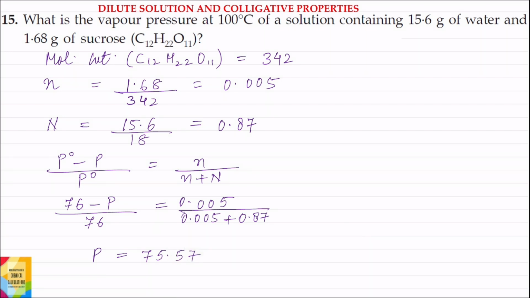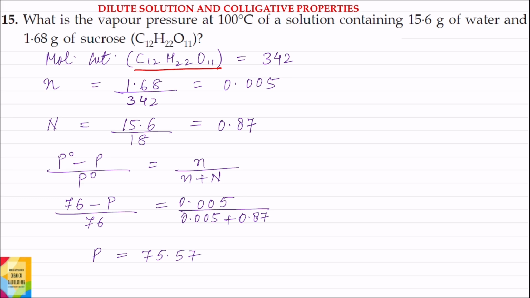Question 15. What is the vapor pressure at 100 degrees centigrade of a solution containing 15.6 gram of water and 1.68 gram of sucrose? Molecular formula of sucrose is given as C12H22O11. अब वेपर प्रेशर फाइंड आउट करना है. फर्स्ट ऑफ ऑल मॉलिक्यूलर वेट ऑफ सुक्रोज फाइंड आउट करेंगे.